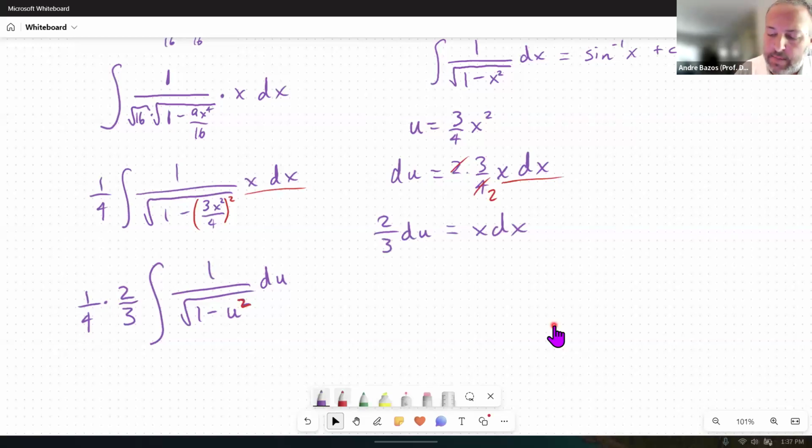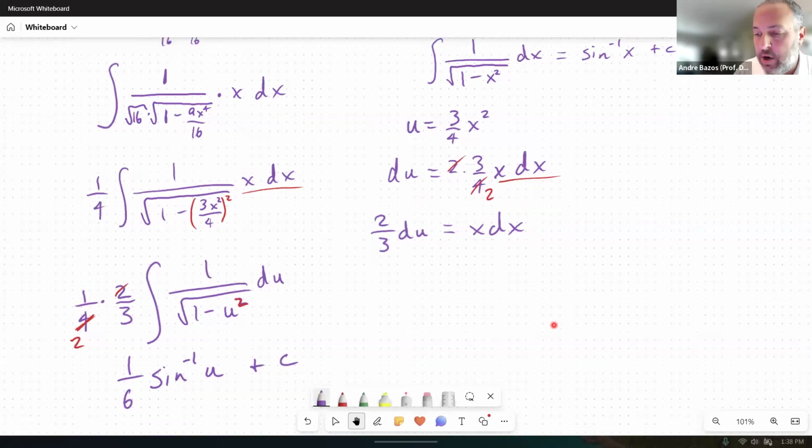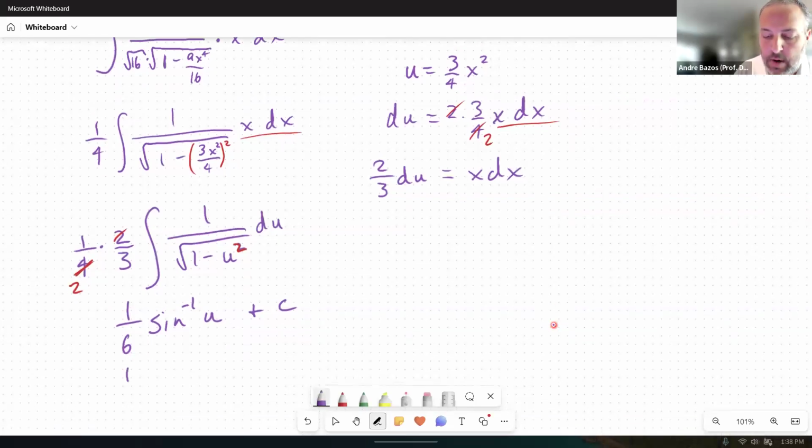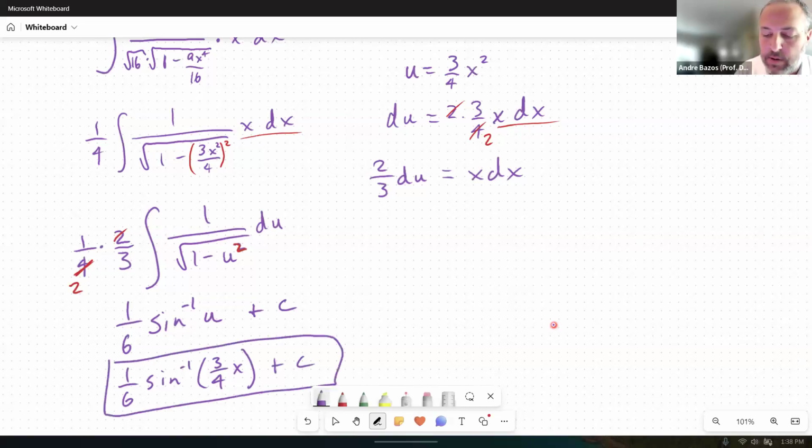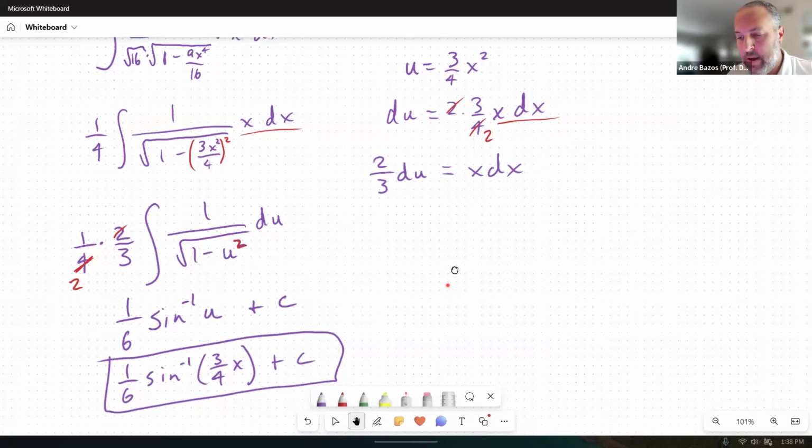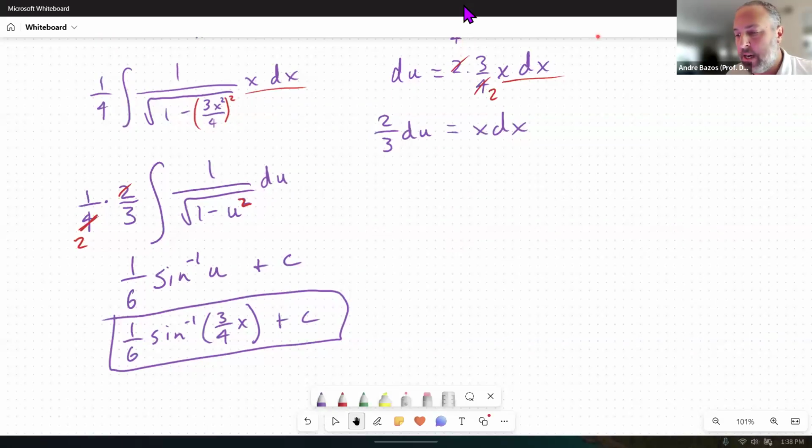So let's go for it now. I can simplify it a little bit here to make this 1/6, and this is the sine inverse of u plus c. And now we plug in u, which is that 3/4 x. So 1/6 sine inverse of 3/4 x, and we can't do anything with that because we don't know what sine inverse does to the 3/4. All right, there's that problem. Hopefully that makes sense, right? Let me pause the video and go on to the next one.